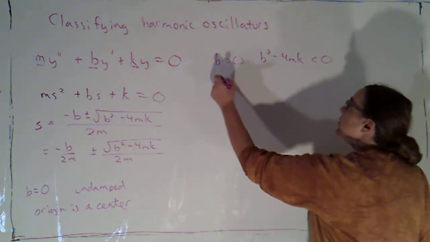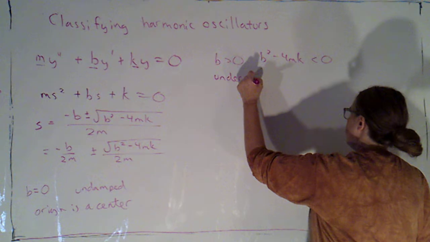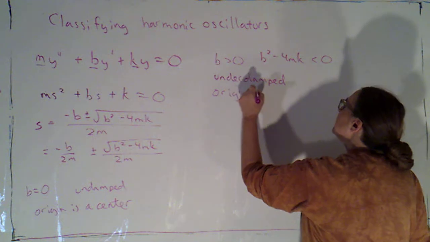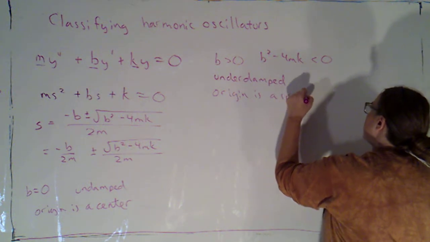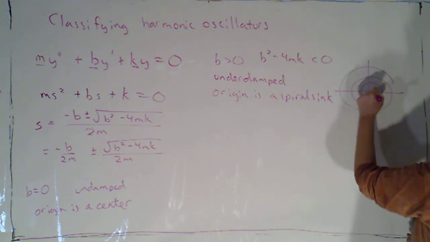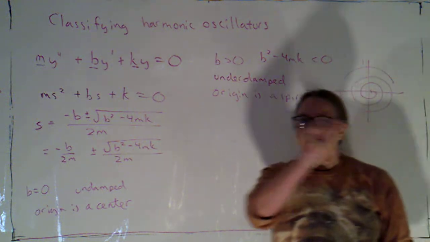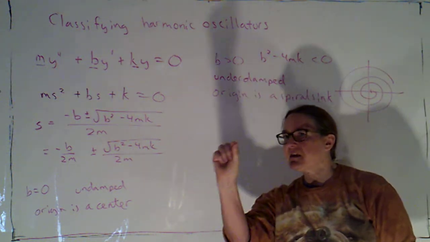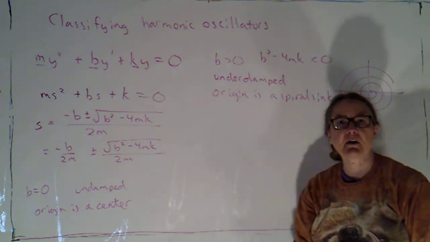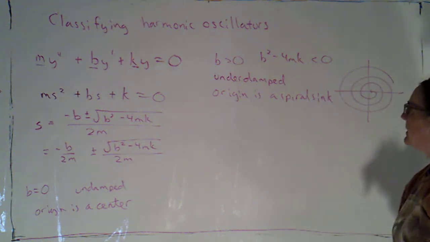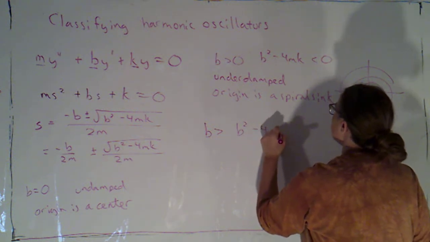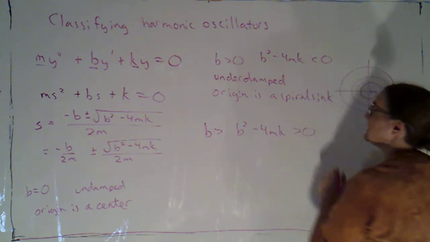When we have that, we say that this thing is underdamped, and the origin would be a spiral sink. So my phase portrait would look something like so. So essentially, I've still got oscillations going on. It's just that the oscillations are getting smaller and smaller and smaller, and things are moving slower and slower and slower.